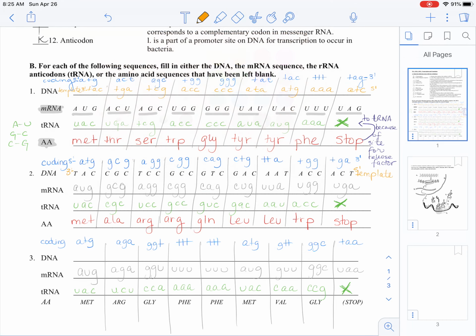If I write the template strand, it's going to be complementary to the coding. And remember that the template strand is going to run in the 3' to 5' direction. And the template strand for this is going to be TAC, TCT, CCA, AAA, TAC, CAA, CGG, ATT.